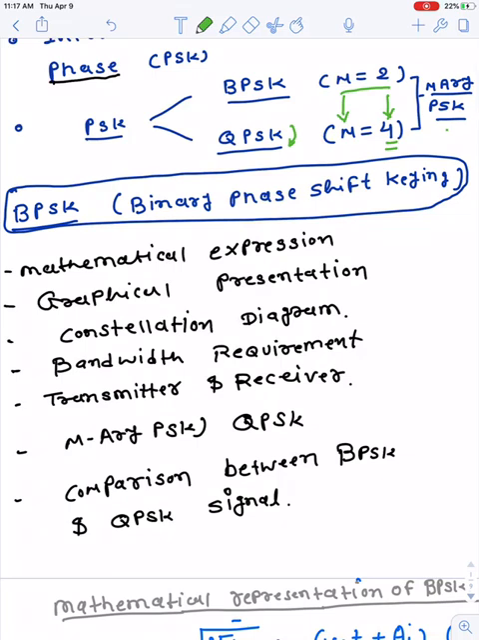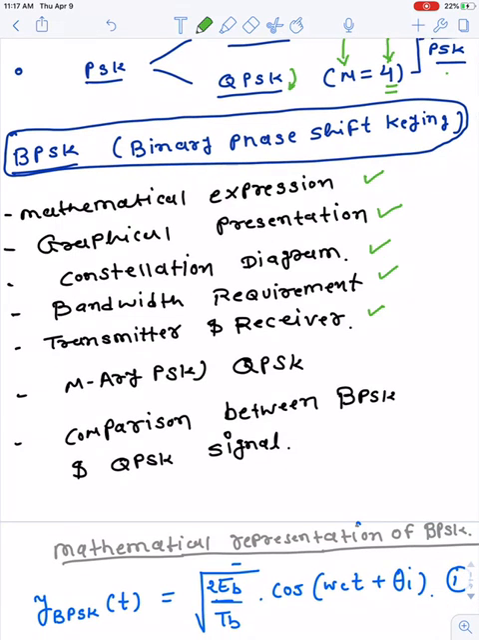BPSK is binary phase shift keying, and in this lecture we are going to discuss the mathematical expression, how to represent BPSK. Then we will see the graphical representation. Then we will learn about the constellation diagram of the BPSK signal, the bandwidth requirement, and the design of a transmitter and receiver for the BPSK signal. Then we will learn about the M-ary PSK signal, a very special case of which is QPSK, but we will address that in the next lecture. So today's lecture covers all these topics written over here.